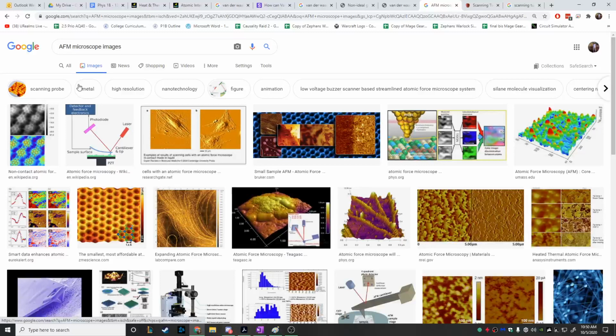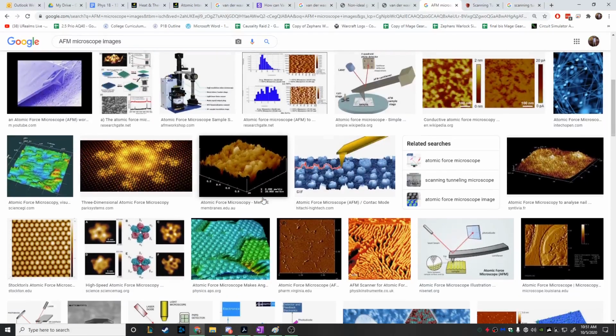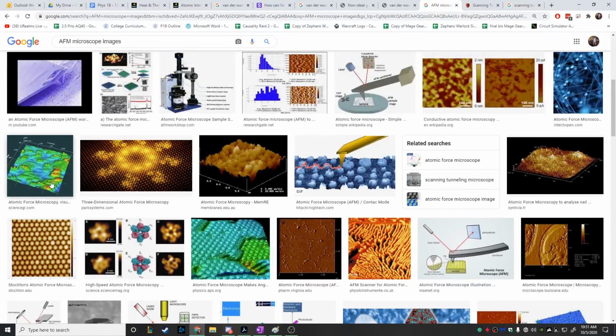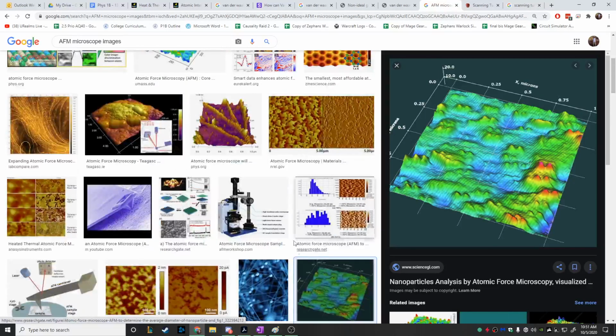AFM microscope is kind of a... Huh. So these look like they have less resolution, right? But still more resolution than the nanoparticle analysis. Oh, they're smaller too. So these are more easily used in the laboratory maybe, compared to the other ones which require a little bit larger setup. Oh, look at that.